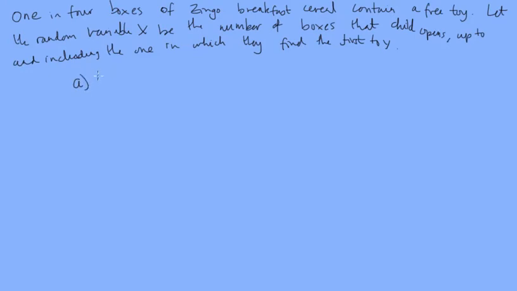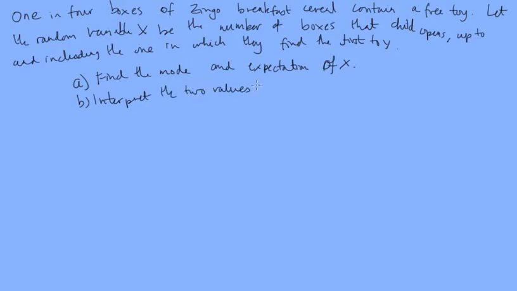So firstly, (a) find the mode and expectation of X, and (b) interpret the two values in context to the question.